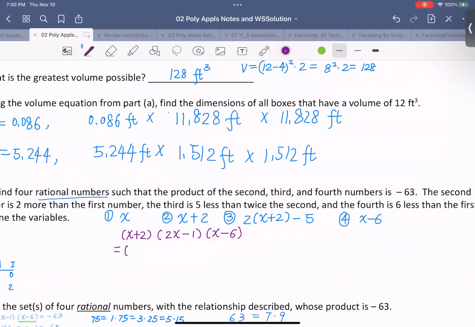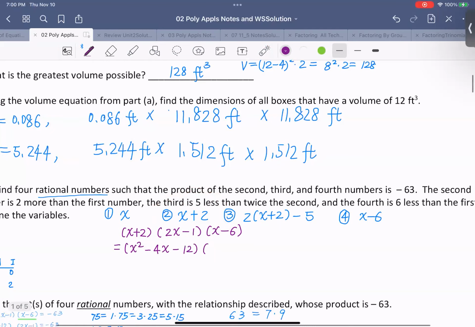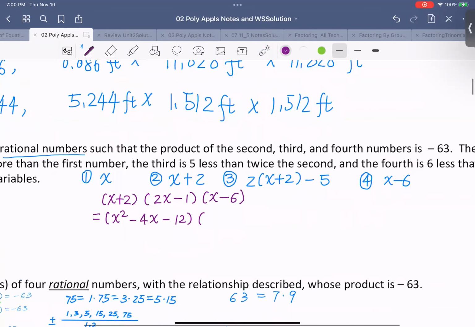This becomes x squared plus 2x minus 6x, that will be plus 2. Negative 4x, right? Okay. And then this with this will be minus 12. And then we times 2x minus 1, right?